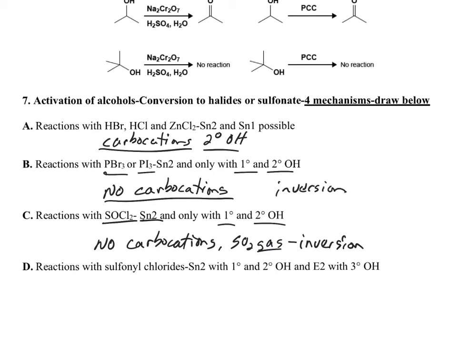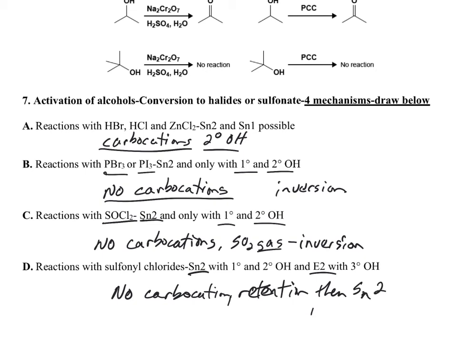Finally, with these sulfonyl chlorides, again, SN2, that first kind of step, right? Or we could do E2, but these actually don't, there's no carbocations. And we actually get retention, which is then able to do an SN2 in a second step, in a different reaction. So that allows us to choose our own nucleophile.